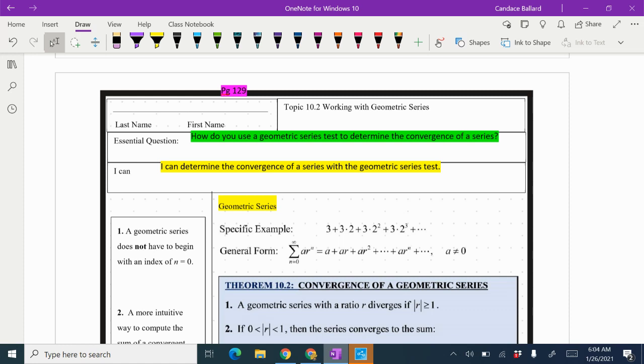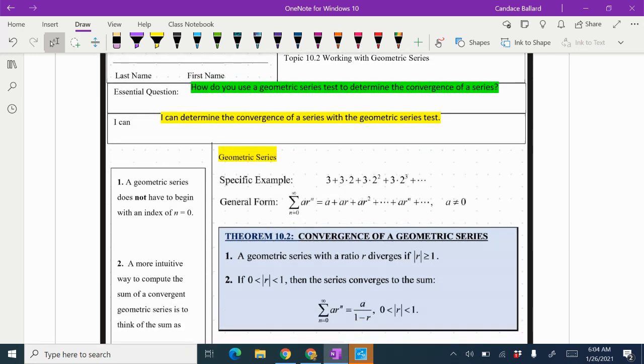In this video, we're going to look at topic 10.2, working with geometric series. It starts on page 129. So how do you use a geometric series test to determine the convergence of a series? By the end of the lesson, you'll be able to determine the convergence of a series with the geometric series test.